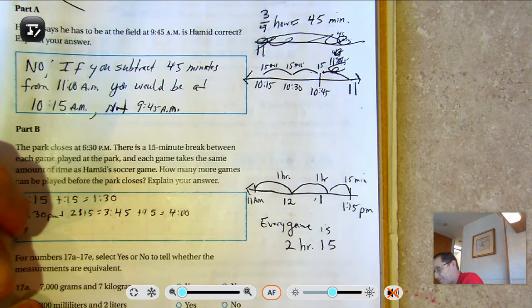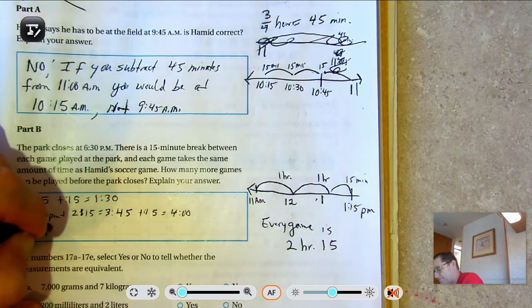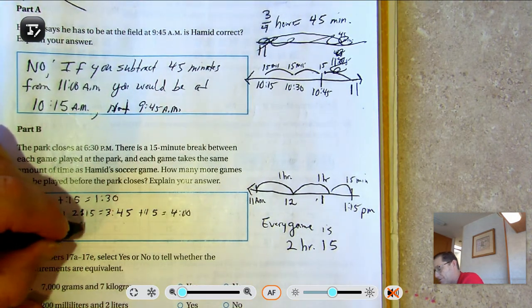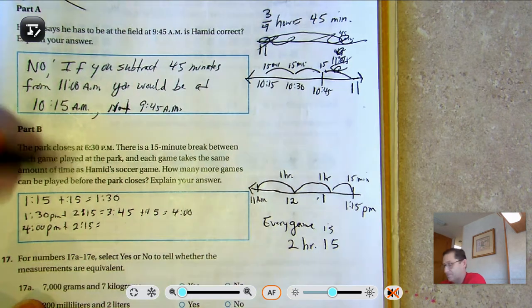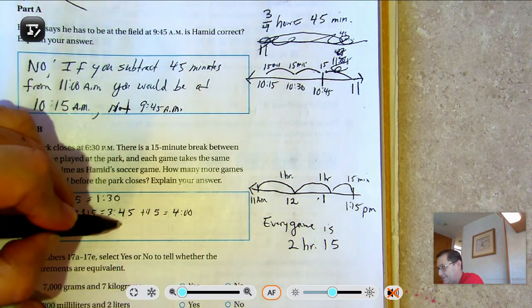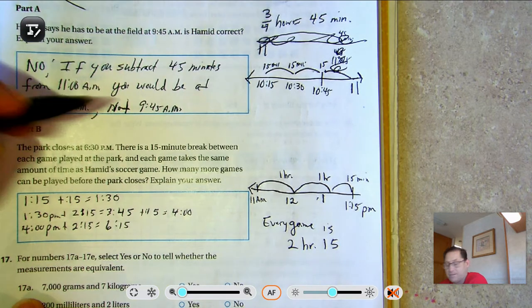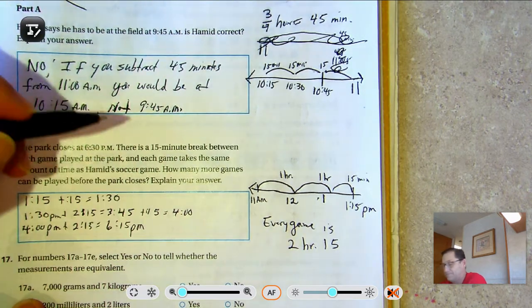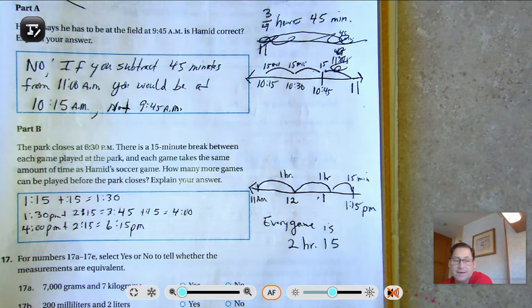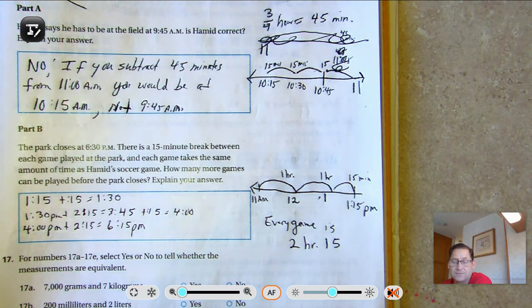All right. 4 p.m. plus 2 hours and 15 minutes. That would put them at 6:15 p.m. Well, you can't put another game, right? Because it's 6:30, the park's closing. So 3 games.